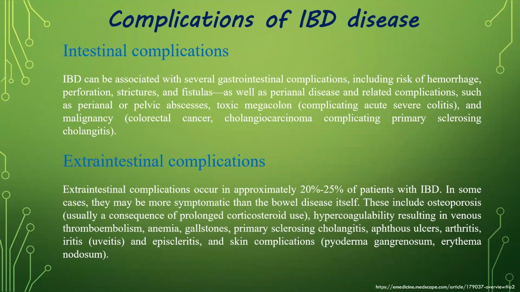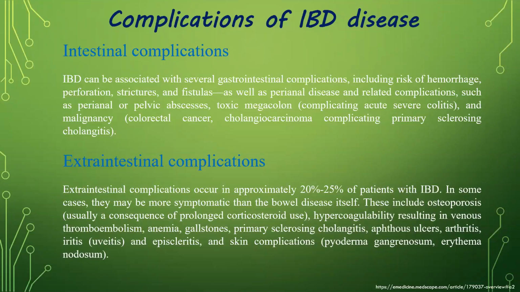Complications of inflammatory bowel disease can be intestinal and extraintestinal. Intestinal complications include risk of hemorrhage, perforation, strictures, and fistulas, as well as perineal disease and related complications such as perineal or pelvic abscesses, toxic megacolon, complicated active tuberculosis, and malignancy.